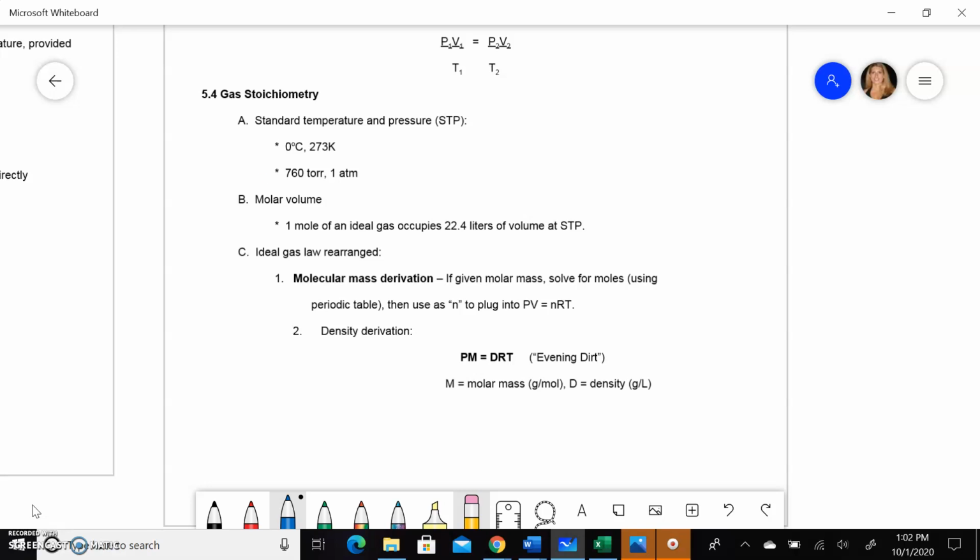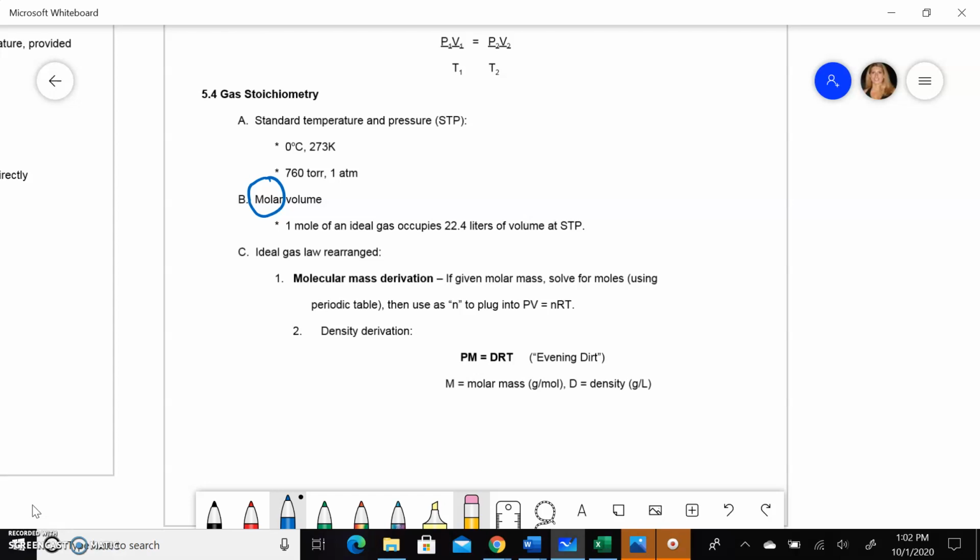The next thing is if you ever see the word molar in front of something, it's not talking about your teeth, it means per mole. So molar volume is going to be the liters per mole, so in 1 mole. Molar mass is going to be grams per mole. That's one thing that will help you with vocabulary if you can remember that molar means per mole.